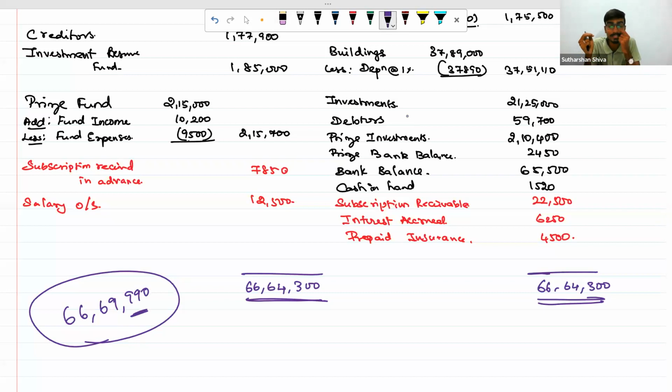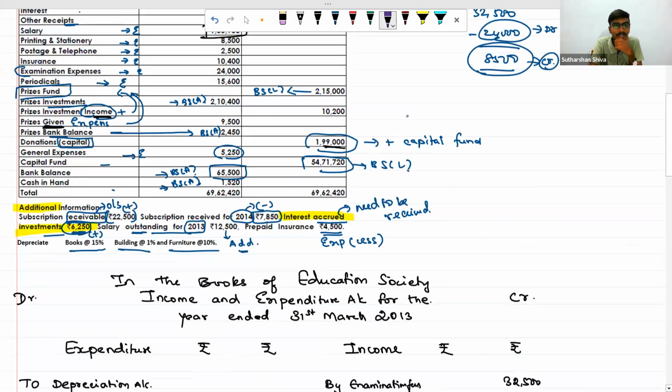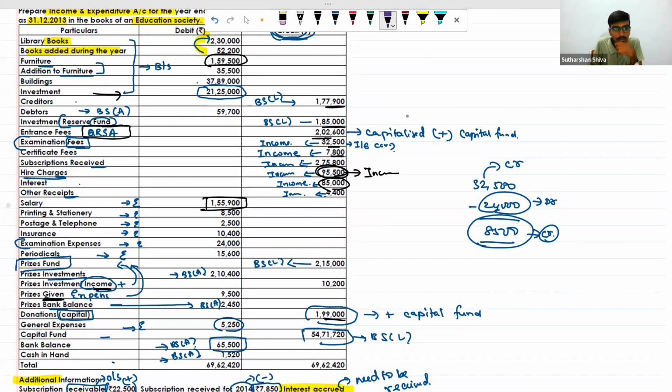Some may say both will also be acceptable. Okay. Here, the important point comes to a picture: books added during the year, in addition to furniture. Here, they simply said books added during the year. When is it added? That's a question. When is it added?